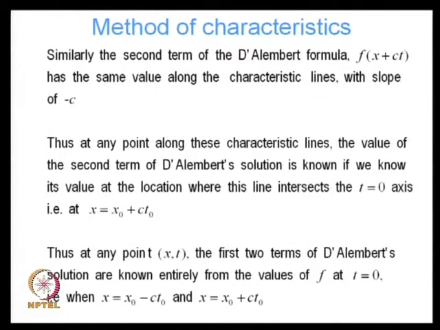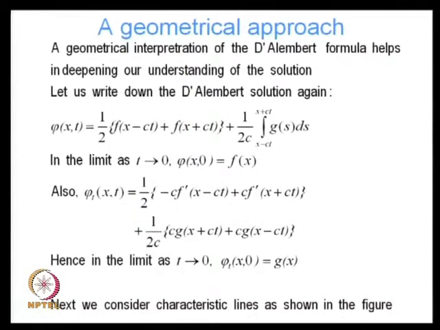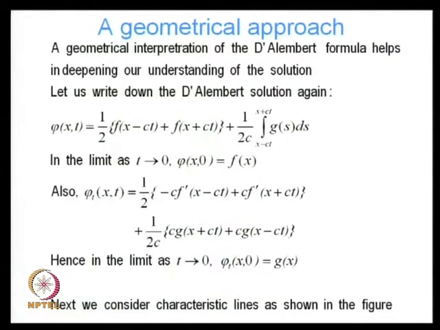Why? Let us go back and look at the solution again. You can see what the solution is. It says that this part we already know how to solve. What about this part? This part depends on x minus c t at any point x and t in my x t domain.